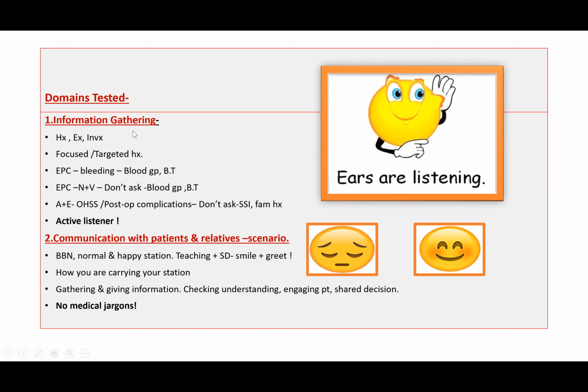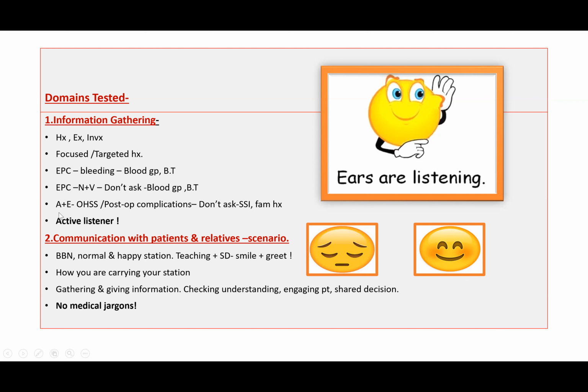So we all like this domain, isn't it? History taking, we all are very comfortable with. But you have to see whether it is a focused, targeted history. If it is an early pregnancy care module and the patient is with bleeding, then of course it makes sense when you're asking about blood group or reservations for blood transfusion. But if an early pregnancy patient has come with nausea and vomiting, then it doesn't make sense to ask about the blood group and reservations for blood transfusion. You can skip that.